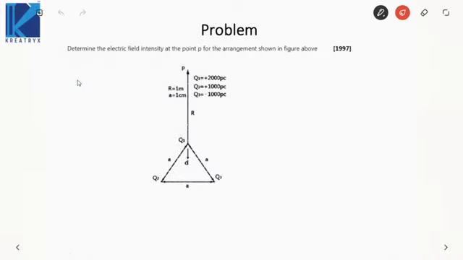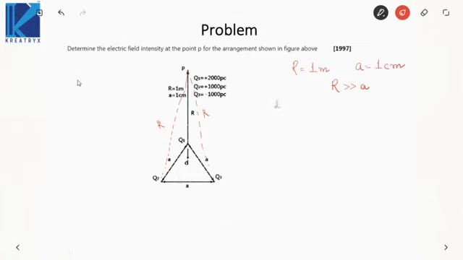The next one, we have to determine the electric field intensity for the arrangement shown. Here the distance R is given as 1 meter and A is given as 1 centimeter. Now if you carefully observe, R is much greater than A. It is 100 times of A, which means I'll consider these three distances, these two distances also, as R. So the distance of point P from all the three charges will be considered to be R.